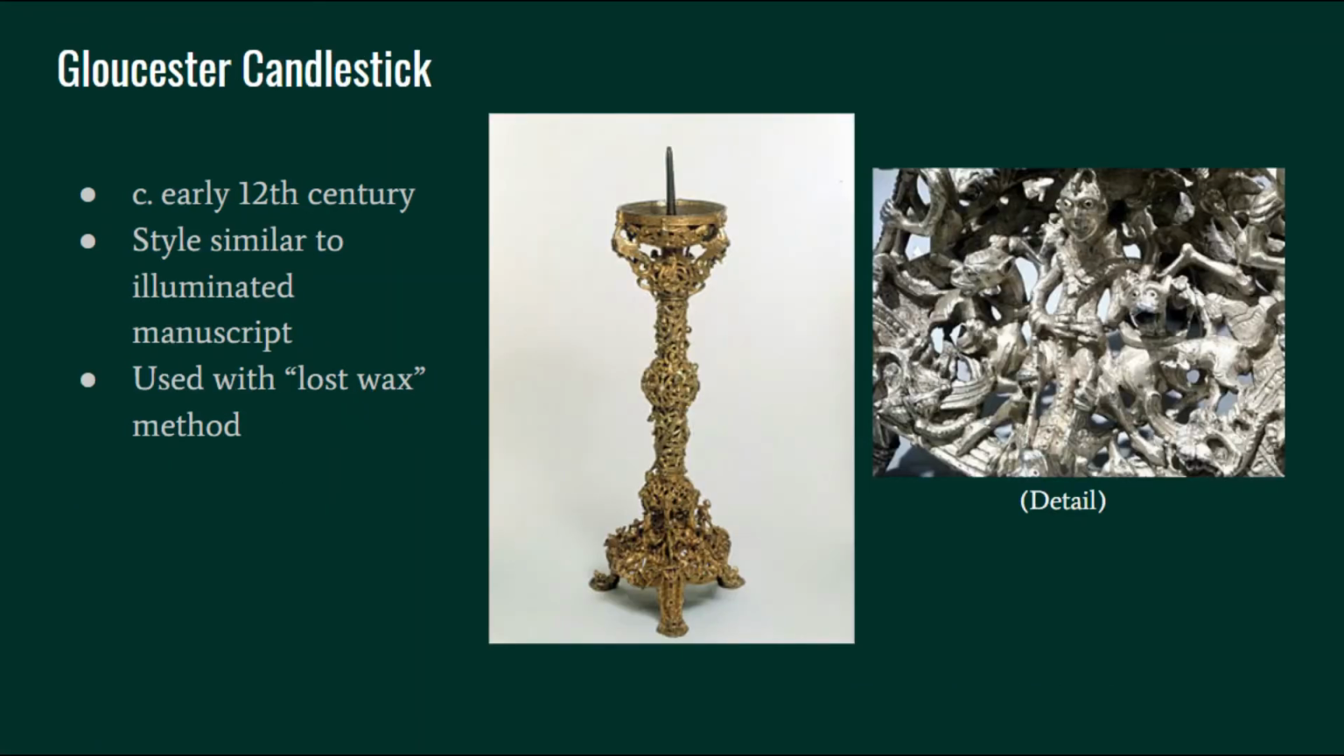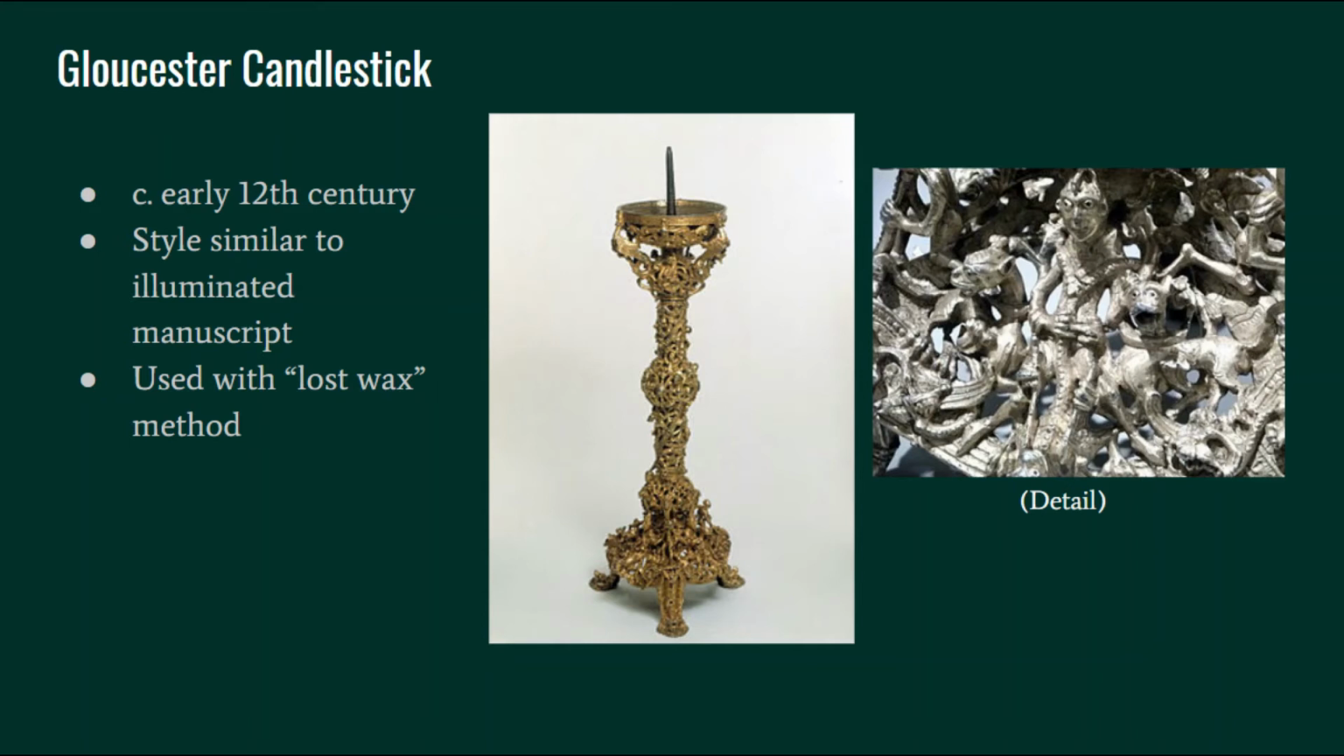The next item on the guide is a Gloucester candlestick made in the early 12th century. The candlestick is ornately decorated with numerous human figures, apes, and beasts entangled together. Three dragons with open wings make up the supporting feet. The style of the figures is reminiscent of English illuminated manuscripts, suggesting that it is made in England.